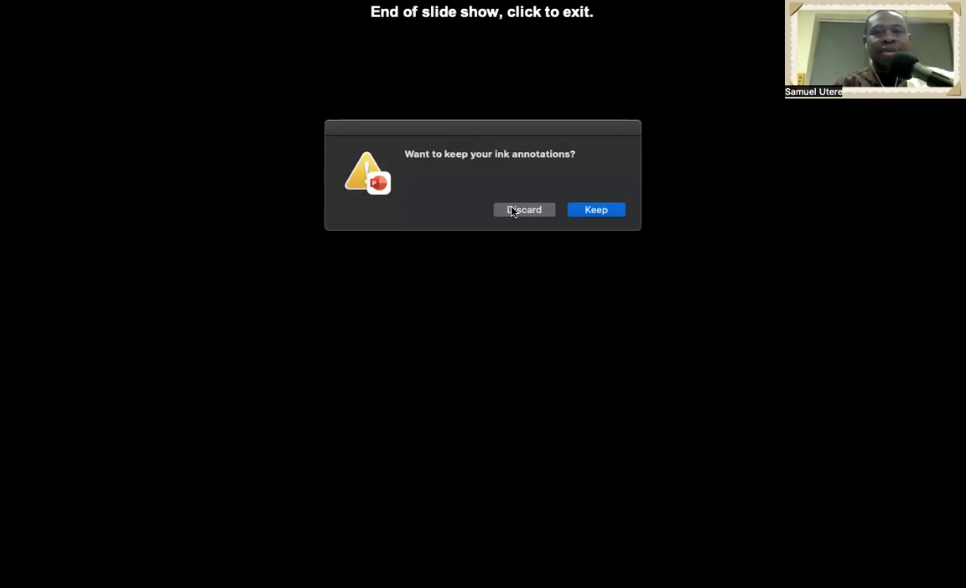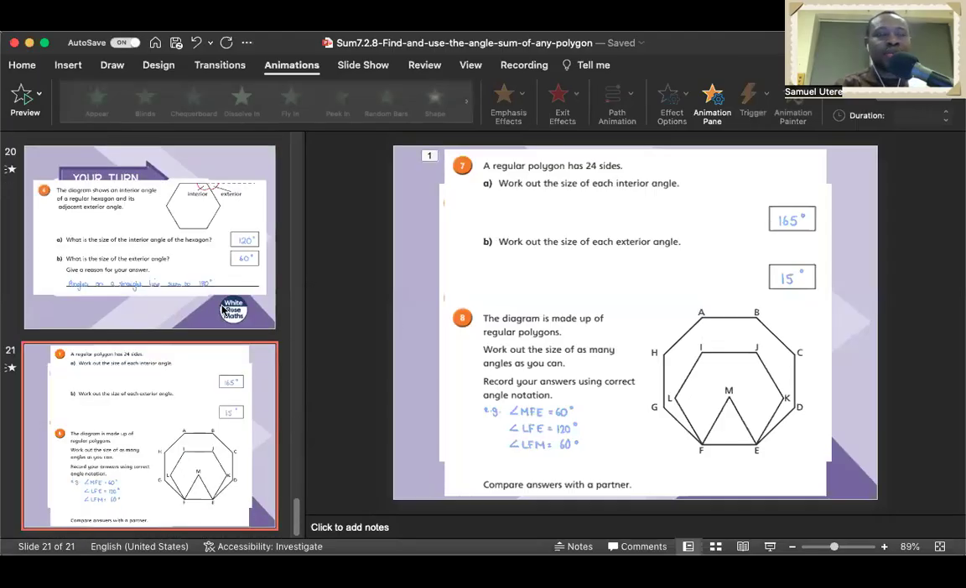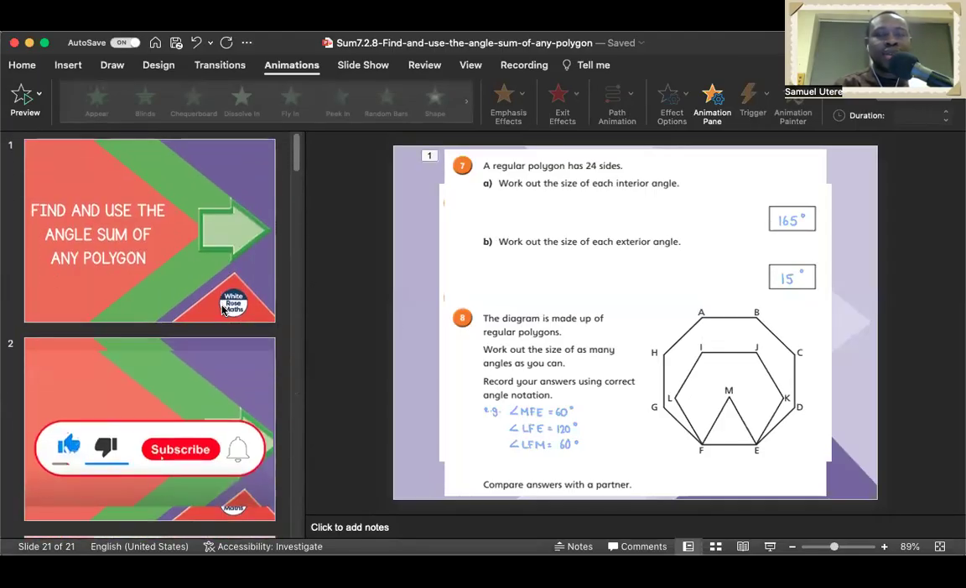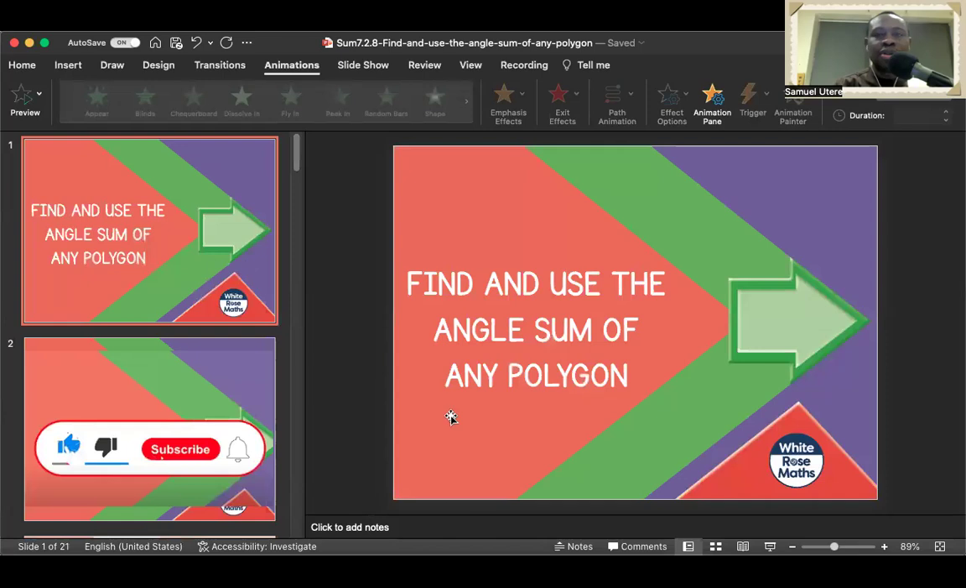And that brings us to the end of our lesson. So well done for sticking around and for taking your learning seriously. In this lesson, you have learned how to use the knowledge of the sum of angles in any polygon to solve complex maths or angle problems.